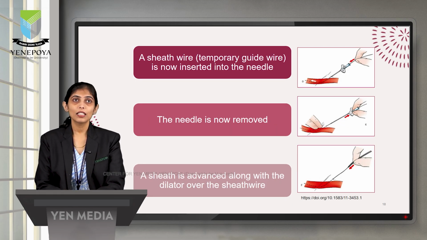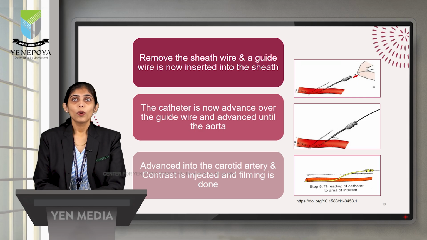Then, once the needle is inside, over it we place a sheath wire, which we also call a temporary guide wire. Once the sheath wire is inserted, the needle will be removed, and the only thing we have in place is the temporary guide wire, over which we will place a sheath. Once the sheath is in place, the sheath wire, that is our temporary guide wire, would be removed, and then on that sheath which is placed in the artery, a guide wire will be placed.